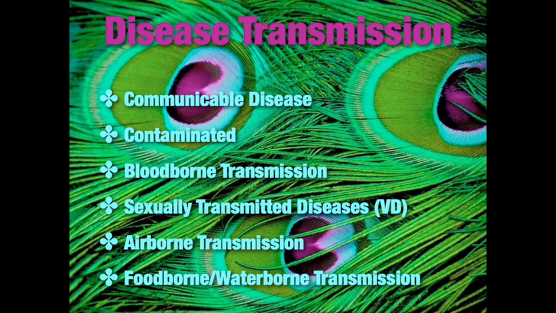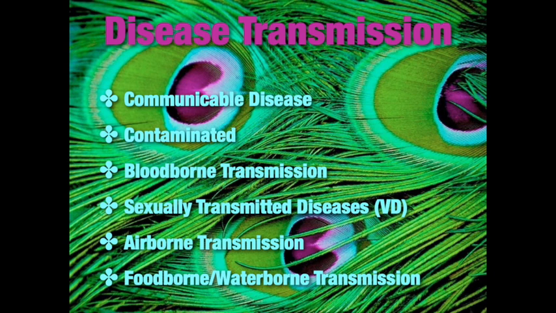Now let's talk about how diseases get around. A communicable disease is also known as a contagious disease. It's any disease that's transmitted from one person to another, either by direct contact or indirectly by contact with contaminated objects. Contaminated means the possible presence of an infected agent. Contamination may occur through a lack of proper hygiene standards such as hand washing or without taking proper precautions.